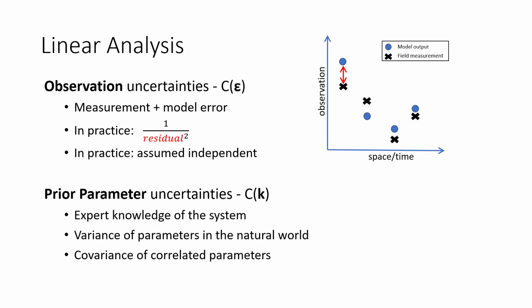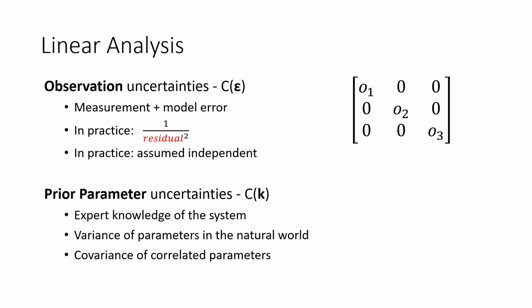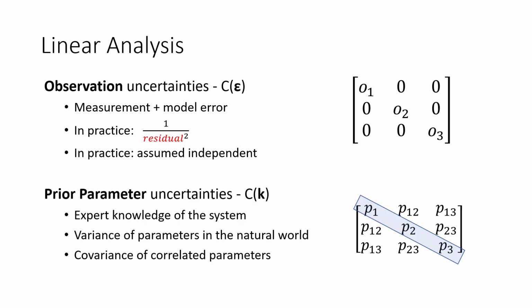Again, PEST and PyEmu have utilities and functions that can undertake this for us. And again, in practice, observation uncertainties are usually assumed to be independent, so without covariance between noise or uncertainty at different observations. Prior parameter uncertainties express our expert knowledge of the system, translated as the possible range of parameter variability which may occur at a given site, as well as the correlation between them if it exists.